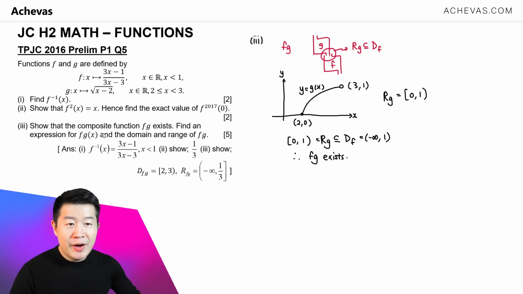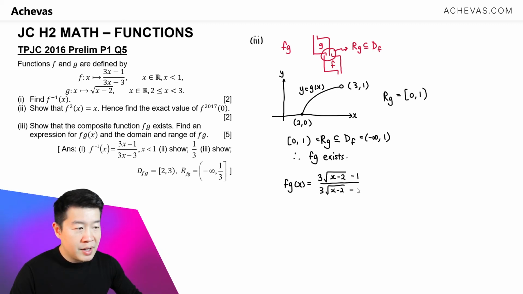And we are supposed to find the expression for fg. And this is easy. We just need to put the expression for g into the x of f. So for fg(x), the expression will look like this. It is going to be 3. x is going to be replaced by this. So square root of (x minus 2), then minus 1, divided by 3 of square root of (x minus 2) minus 3. This is the expression for fg.